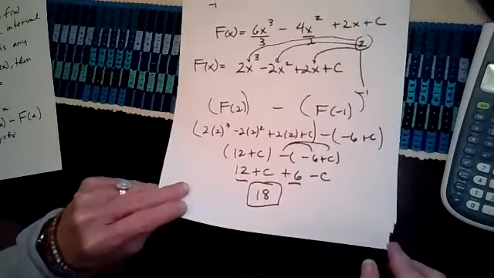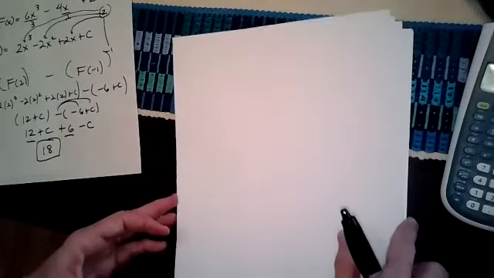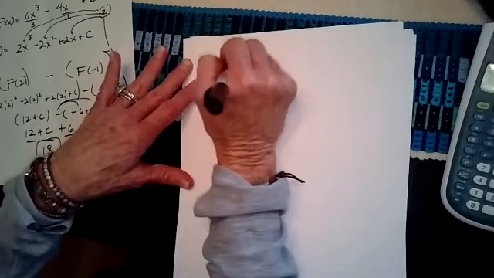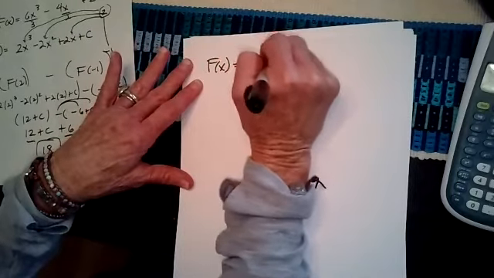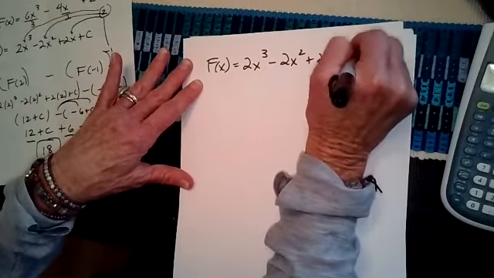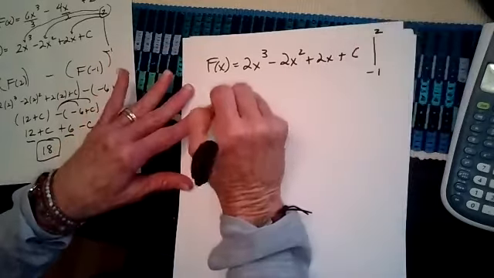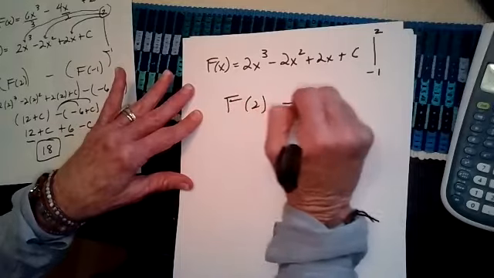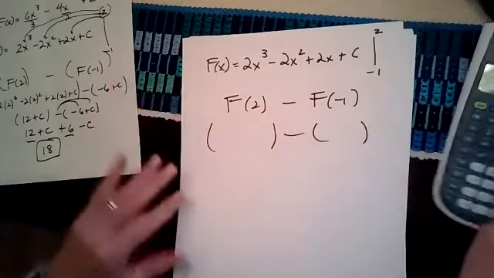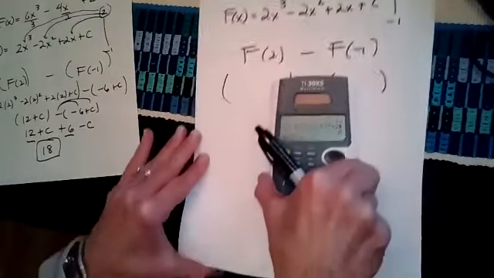All right, so let's just look at this same example, since you have it written down and you don't have to write, and you can just watch me. So I was here, my antiderivative, 2x cubed minus 2x squared plus 2x plus c, from -1 to 2. Okay, so I've got to find f of 2 minus f of -1. So here's what I would do. Okay, all right. So this is really important. I do my top number first.